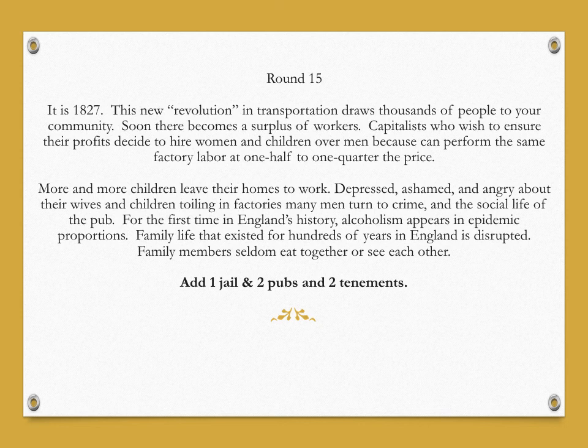So you need one jail in your town. You need 2 more pubs. And because there are so many workers that are impoverished, you need 2 more tenements. Add 1 jail, 2 pubs, 2 tenements, and pause the video until you're ready to move on.